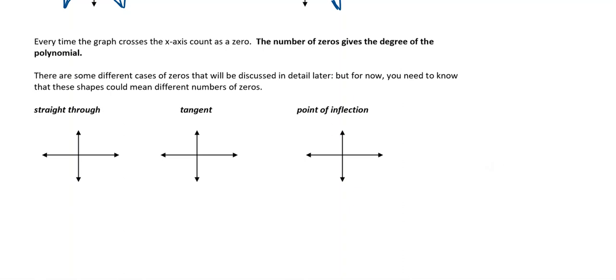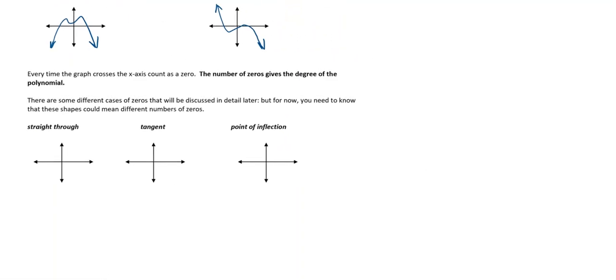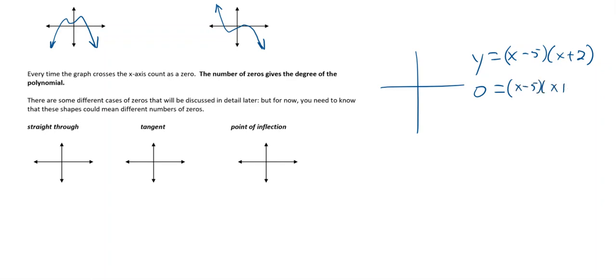So every time the graph crosses the x-axis, that's counted as a zero. Let's just talk about that for a second, what we mean. If I had a function y equals (x minus 5)(x plus 2), and I said solve for this when y is equal to 0, what would your answer be? x would be equal to what? Yeah, 5 or negative 2, right? So 5 or negative 2.